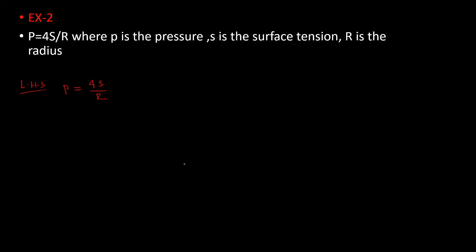Is that clear to all of you? P equals 4S by R. Left hand side is P only, so we know what P is here. P is the pressure, and we know pressure is force per unit area. Force equals M L T to the power minus 2, and area equals L square.